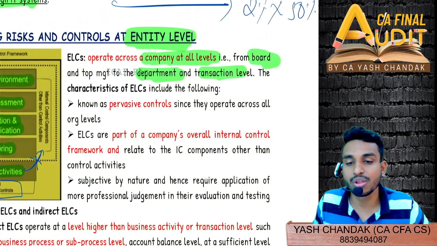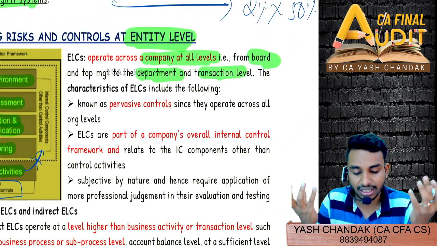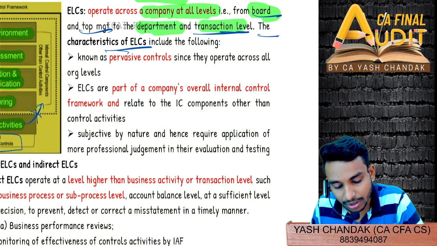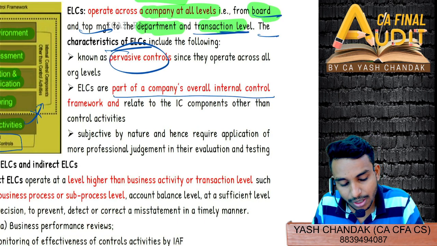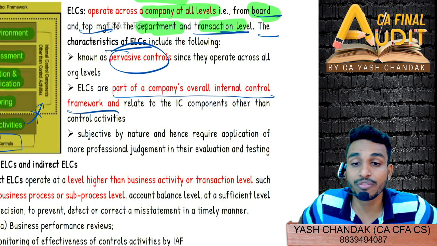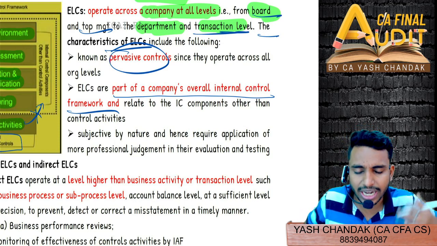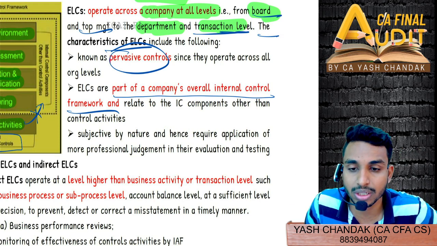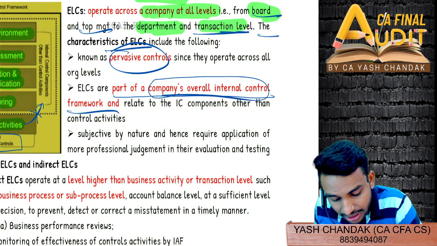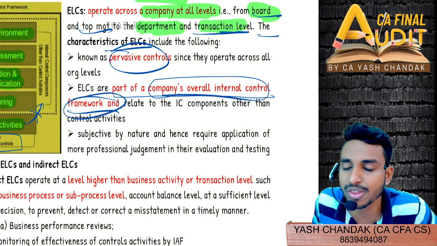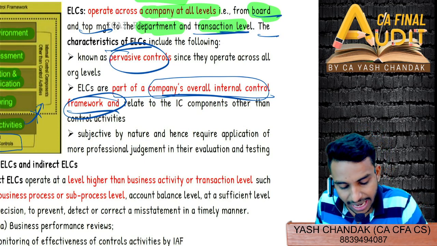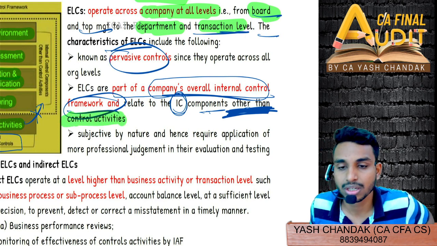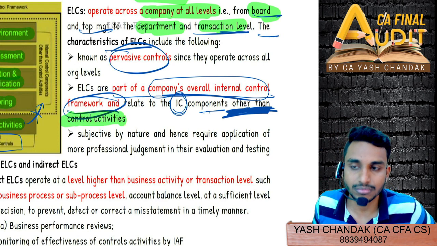So I told you the concept: entity level control operates at the entire entity level, from the top management, from the board till the last transaction level. The characteristics are that they are pervasive, indirect controls, and part of the company's overall ICF. Like I told, whistleblower mechanism. They are pervasive in the sense that they affect the entire entity as a whole. Whistleblower policy is a part of the internal control framework and relates to the internal control components other than control activities.